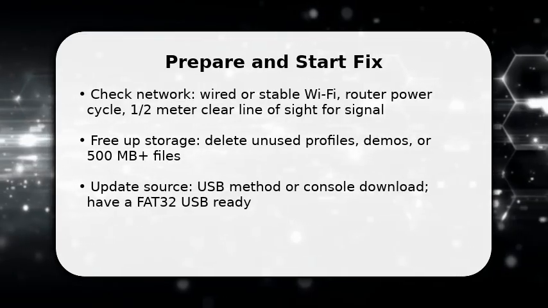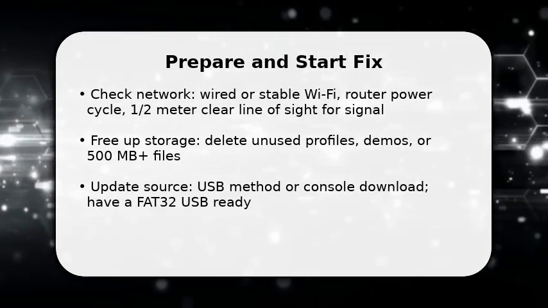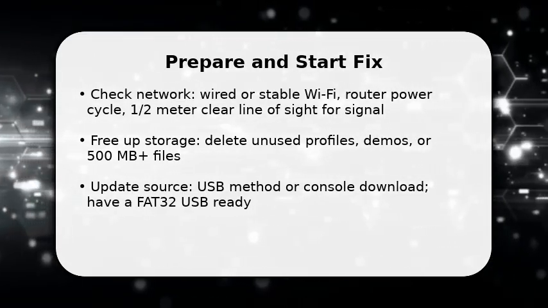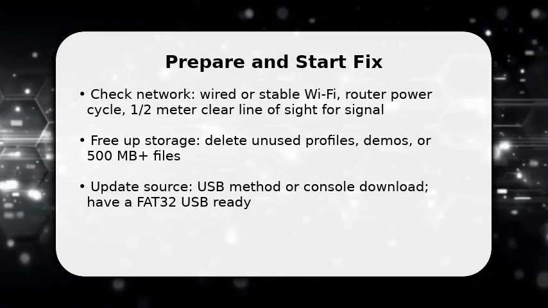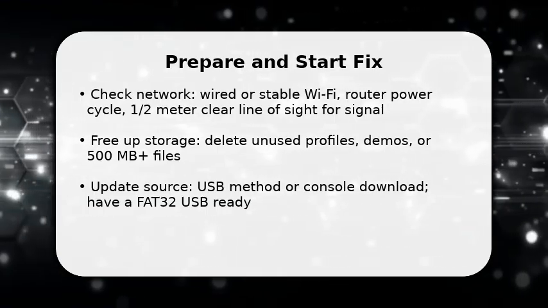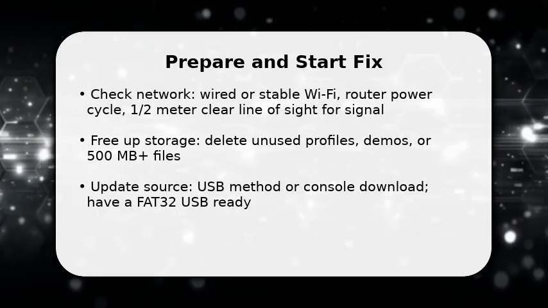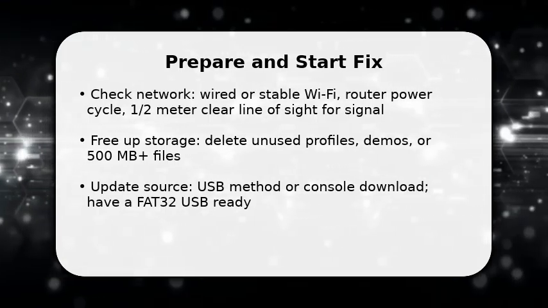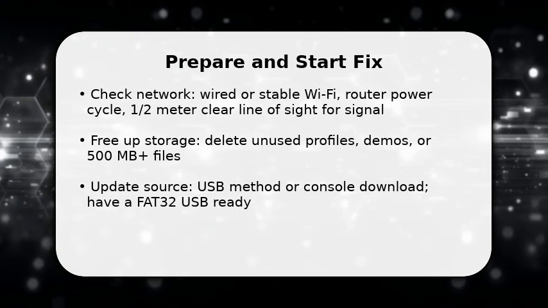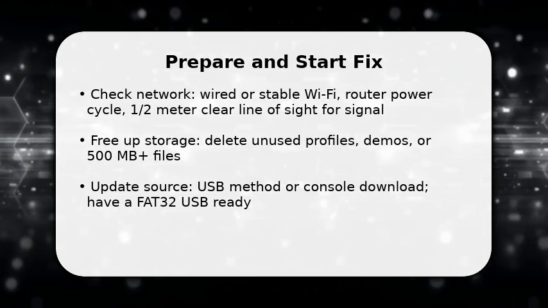Make sure you have a FAT32 USB drive formatted, or opt to download the update directly on the console. You'll need to clear at least a few hundred megabytes. This prevents partial installs. Start the update process immediately after these checks, so you capture fresh logs and reduce interference.